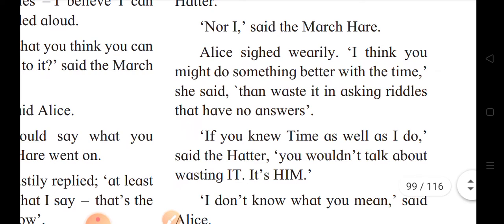Alice sighed wearily. Sighing means when we take a long breath out, whenever we are feeling tired or when we are relaxed. At that time we say we sigh, right? Even here Alice sighed wearily. Wearily means tiredly. She also sighed like that.